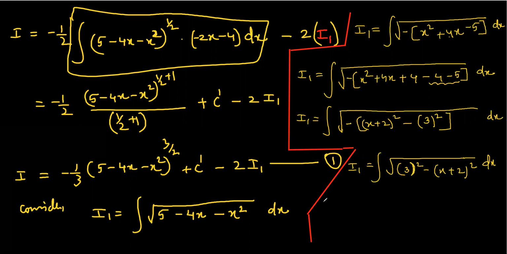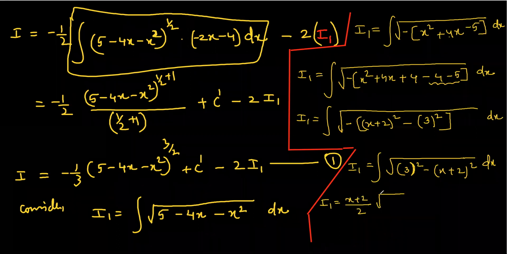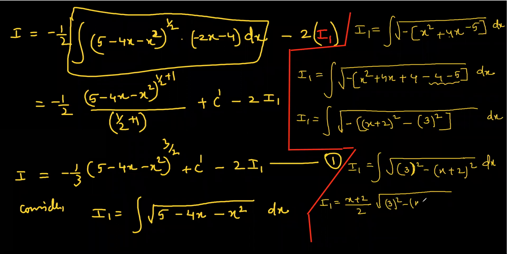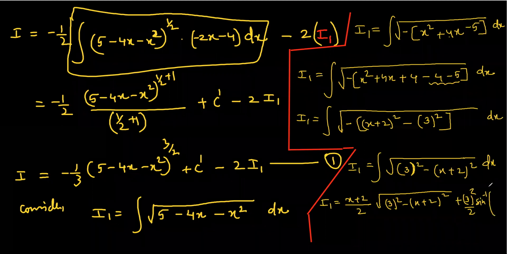So I will get here I1. The final answer for I1 equals (x plus 2) upon 2 times the square root as it is, which is the square root of 3 squared minus (x plus 2) the whole square, plus a squared by 2, that is 3 squared by 2, sine inverse of (x plus 2) upon 3, plus c1. Okay, I'm writing c1 because this is I1.